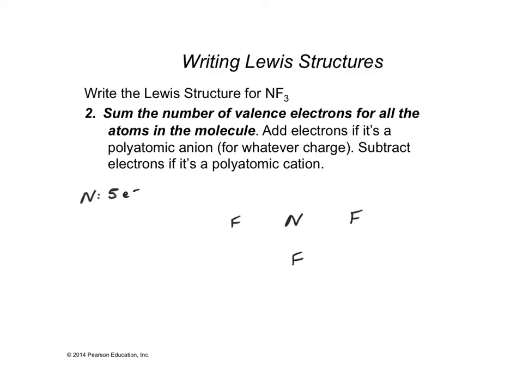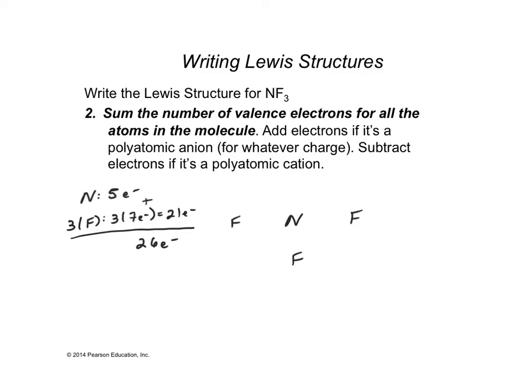And then fluorine. What column is fluorine in? 7. So how many valence electrons is fluorine going to bring us? 7. How many of them are there? 3. So we have 3 times 7. What is 3 times 7? 21. So total, when I sum all of these together, we have 26 valence electrons to distribute. Step number 2, sum the valence electrons.